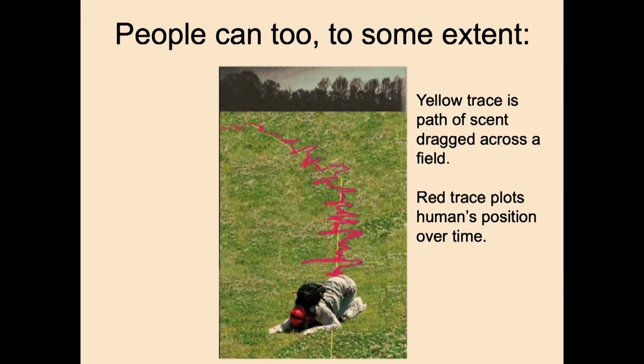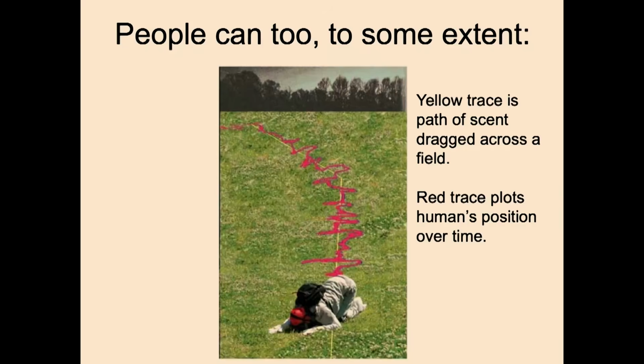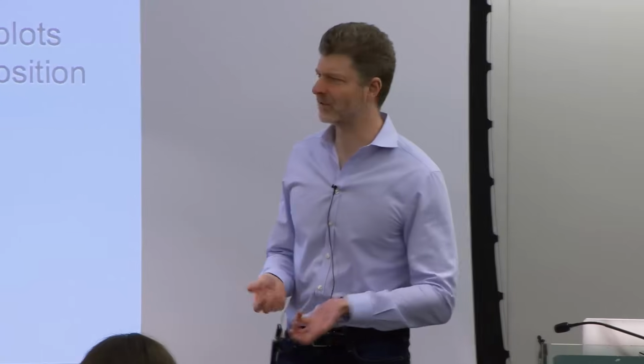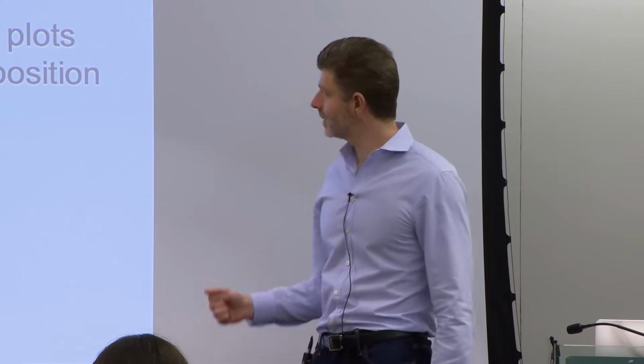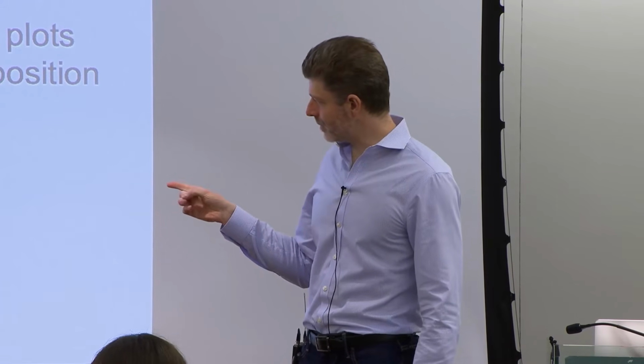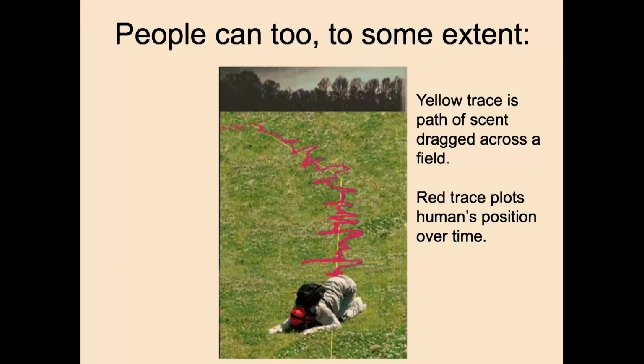This is a kind of crazy experiment that was done at UC Berkeley about 15 years ago, where they measured the ability of humans to track scents just using their noses. It's inspired obviously by that classic photo of the dog, where there was a chemical that was dragged across the field. That's the yellow line, right? I think they used the smell of chocolate or something. And then the person was given the task of following the scent.